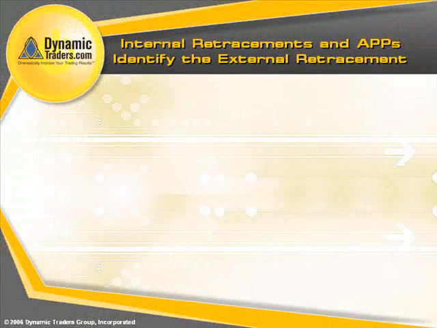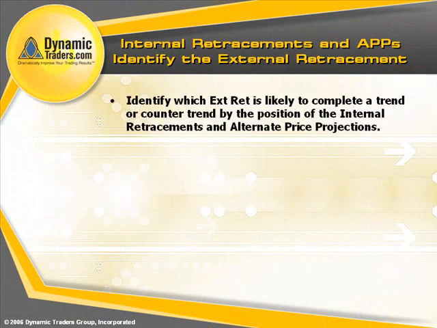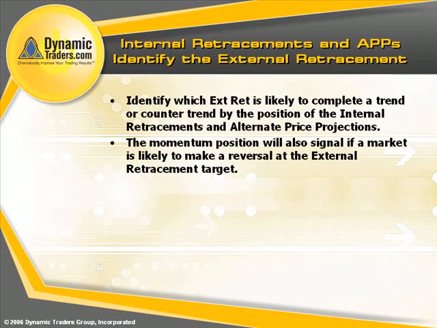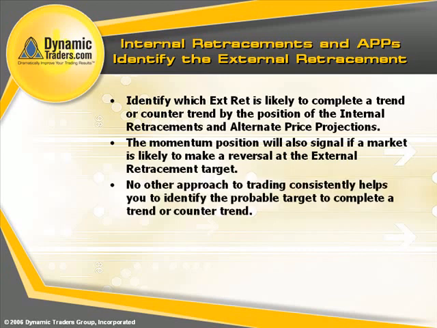Well, when we have all these external retracements, it's hard to decide which one to use. Internal retracements and APPs help us identify the external retracement that we should use to trade. What we have to do is identify which external retracement is likely to complete a trend or counter trend by the position of the internal retracements and alternate price projection. Now, the momentum position will also signal if a market is likely to make a reversal at the external retracement target. No other approach to trading consistently helps you to identify the probable target area to complete a trend or counter trend. So let's take a look at an example.